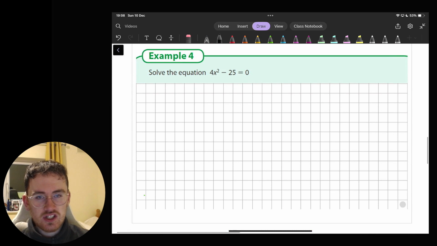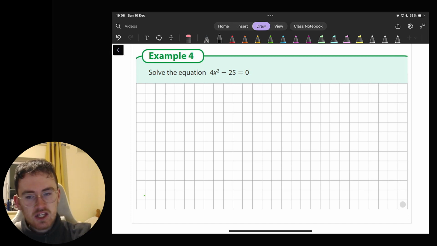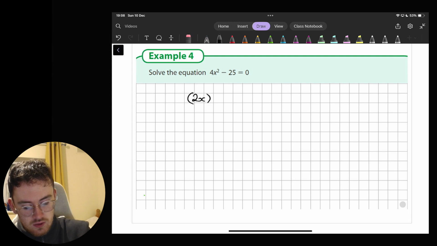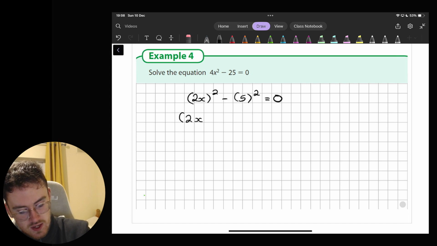Looking at another question here, this one doesn't look like a quadratic. It's a difference of two squares: all squared. 25 is the same as 5 squared. I can rewrite this as (2x minus 5)(2x plus 5) equals 0. And then as before, I take these two factors.